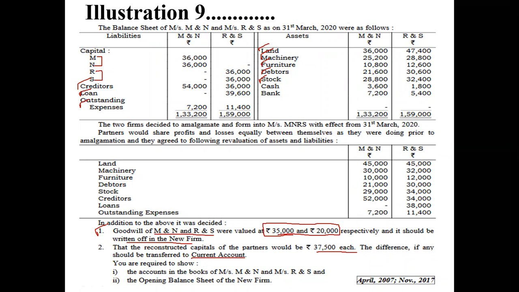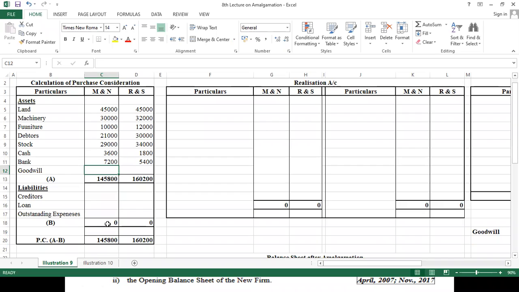क्या है, पहला तो आपने गुडविल लेना है एंड सेकंड उसको राइट ऑफ करना है. तो पहला पार्ट हम कर लेते हैं. We are taking goodwill 35,000 and 20,000. Okay, so here we have a total of assets of both the companies, which is denoted by A.